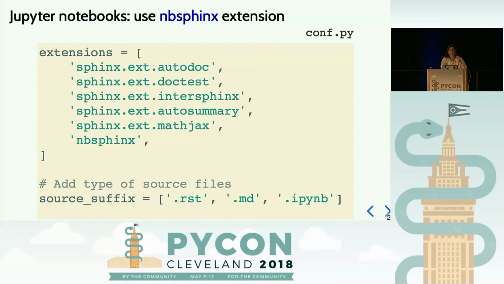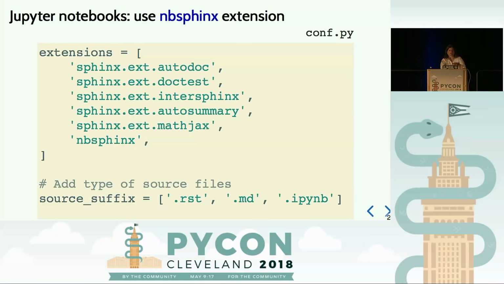All right. Now, say you want to use Jupyter Notebooks, and Jupyter Notebooks are near and dear to my heart. When I started in 2015, working with the Jupyter documentation, it was not easy to get notebooks into documentation. And fortunately now, somebody has developed an extension called NB Sphinx. And we'll talk a little bit more about extensions in a little bit. But with NB Sphinx, basically what you do is once you've pip installed it, you will then add it to your list of extensions.